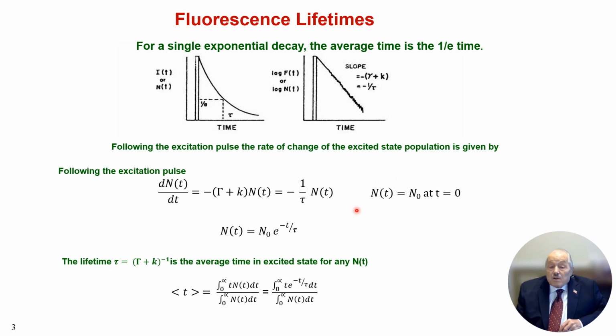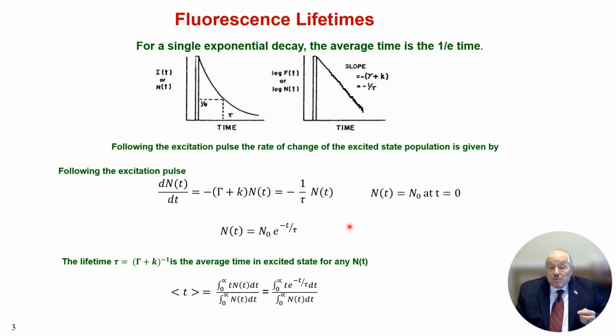So let's look a little more closely at the decay law. We can write down a differential equation for the change in the number of molecules in the excited state versus time, which is simply being decreased by the radiative rate and the non-radiative rates. Solve the differential equation and you get a single exponential decay.